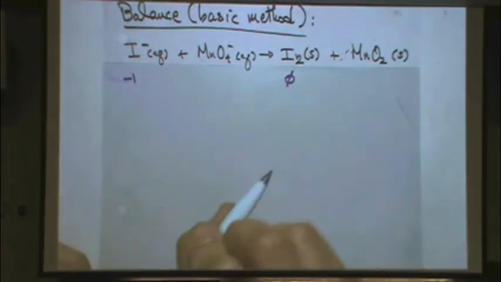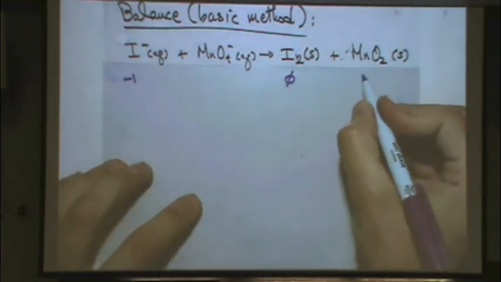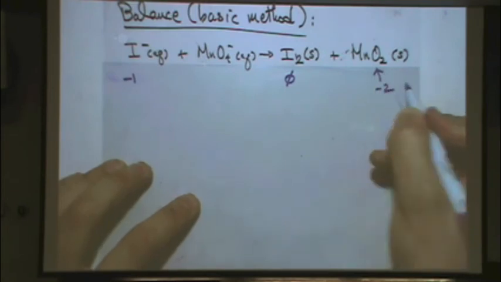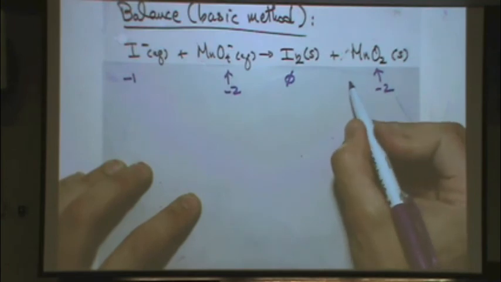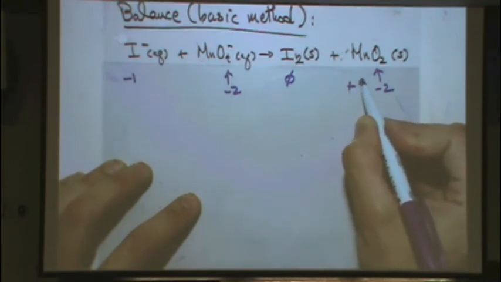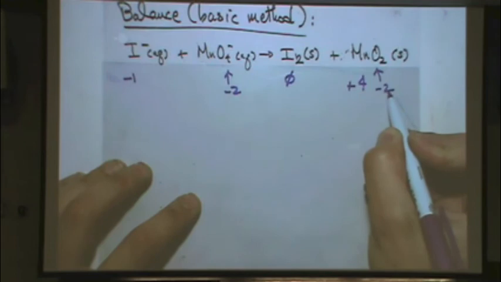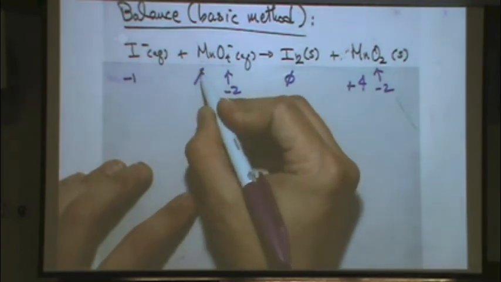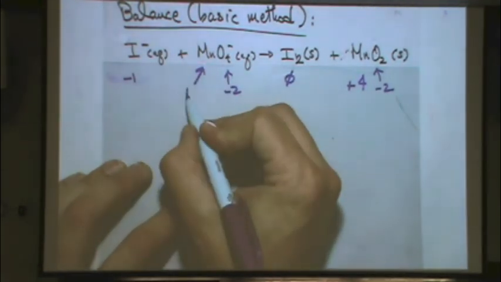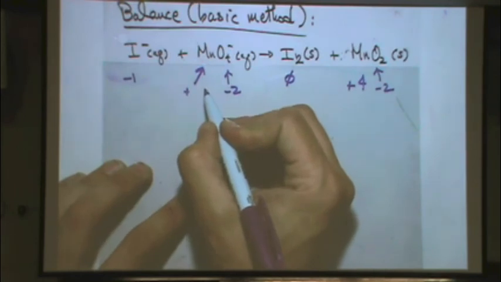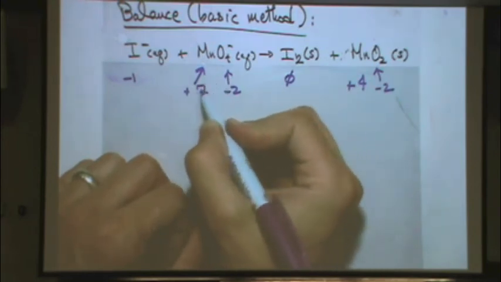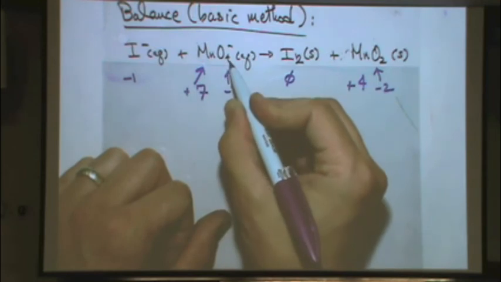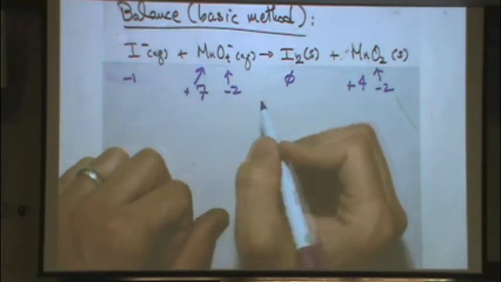Its elemental form is 0. Manganese, oxygens, I'll do the easy one. It's -2 and -2. Okay, what's manganese right here? +4. 4 minus 2 times 2 is 0. What's manganese here? Plus, not 3. Not 1. 7. Plus 7. 2 times 4 is 8. 7 minus 8 is -1.